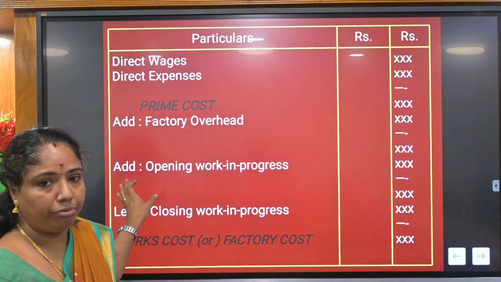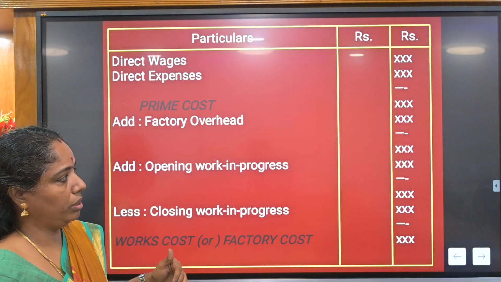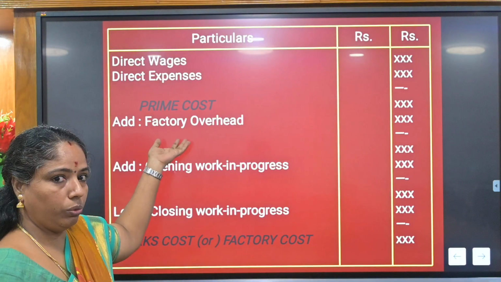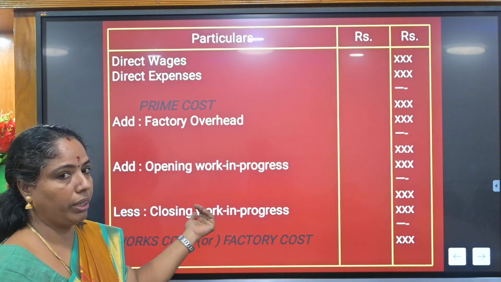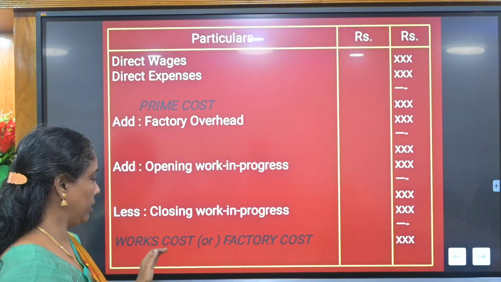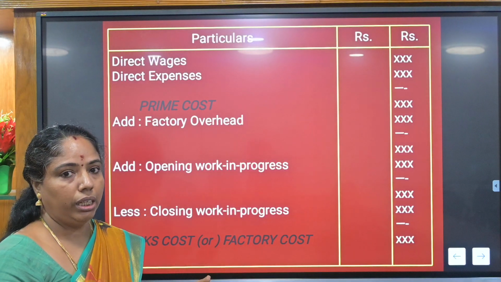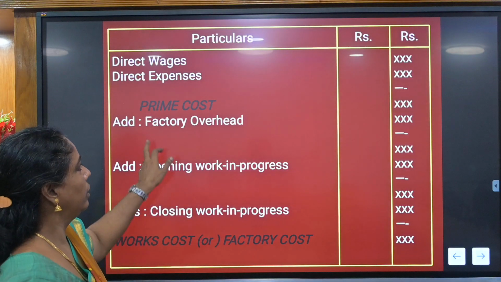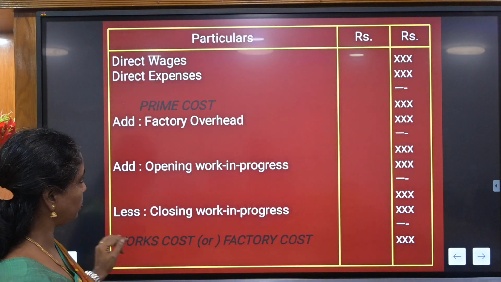Then if we find any work in progress in the sum, opening work in progress or closing work in progress, the opening work in progress should be added with the factory overheads, and if we have any closing work in progress, we have to deduct it from the factory overheads. This means we get works cost or factory cost. If we don't have any work in progress in the sum, we simply remove this and the final answer will be the works cost or factory cost.